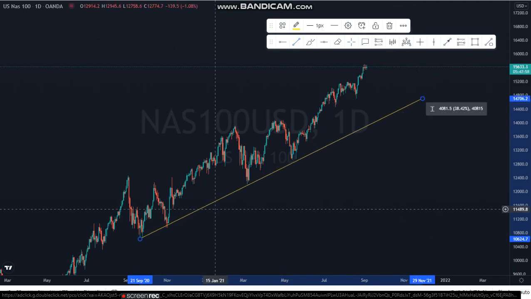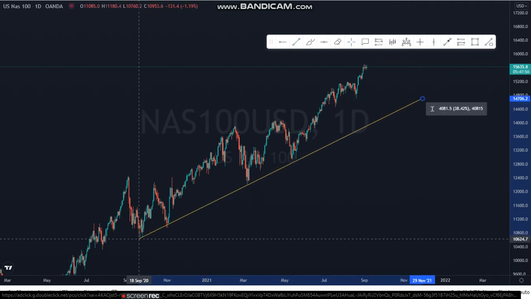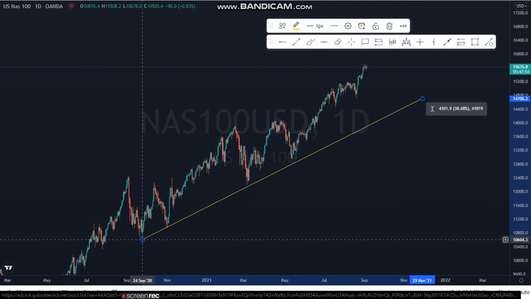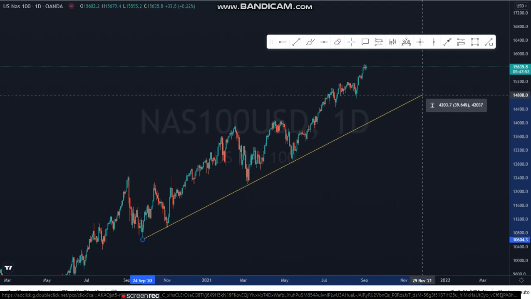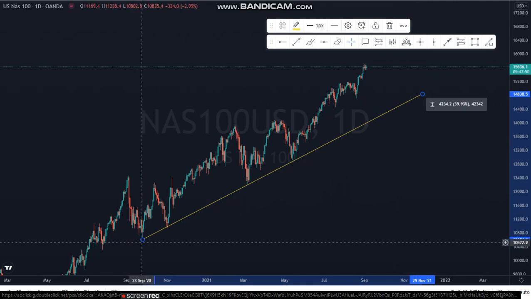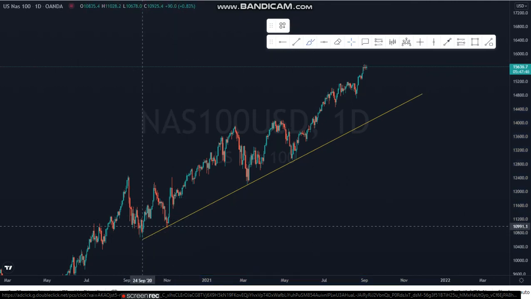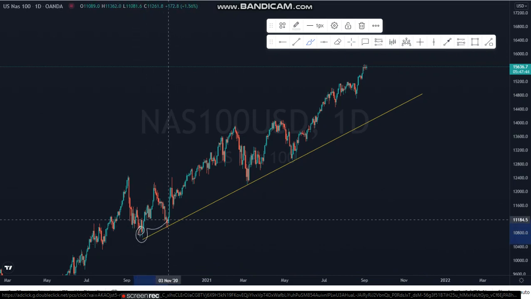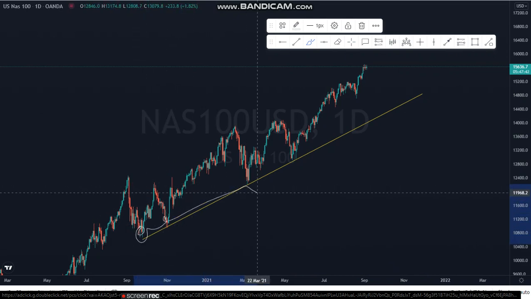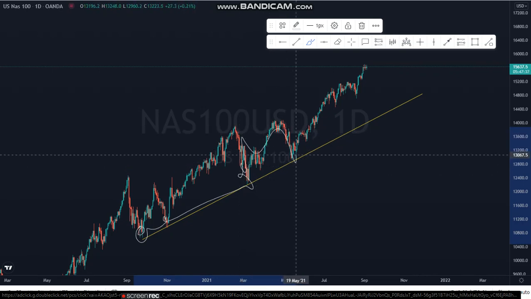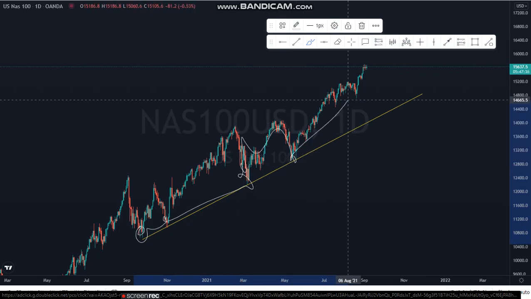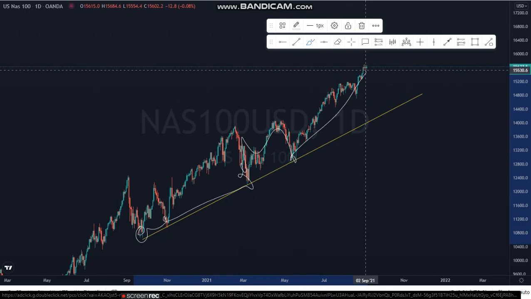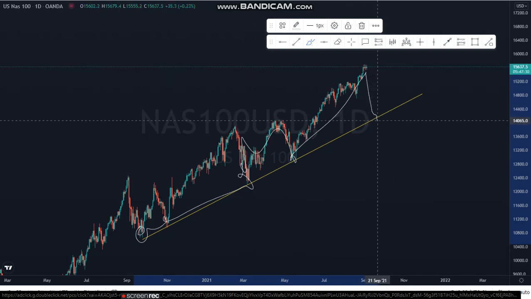Okay, so we're gonna have it around here. The reason for that is that the market has always been respecting this area, guys. As you can see, the market has always been respecting this area. So whenever the market reaches this area, it does what? It buys. As you can see, it reaches this area, it buys. So since it has been going up, it has never dropped to this area. So that's what we'll be expecting.